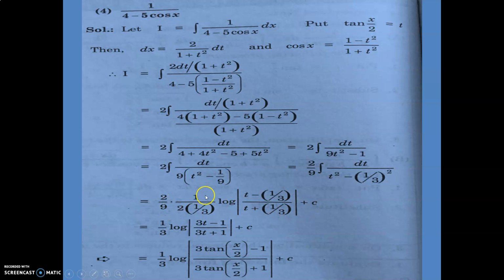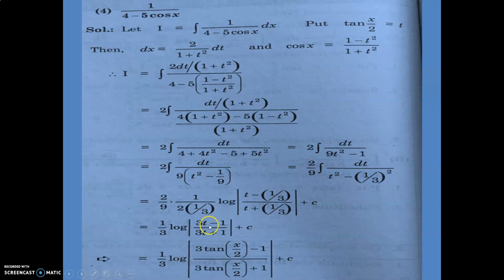So 2 upon 9, 1 upon 2a, that is 1 upon 3, log mod t minus 1 upon 3 upon t plus 1 upon 3. Now you will take the LCM here. So this 3 and this 9 can be cancelled. So 2 upon 3 into 2, that is 6. And this 2 and this 2 cancel. So 1 upon 3 will remain here. So log mod 3t minus 1 upon 3t plus 1 plus c.